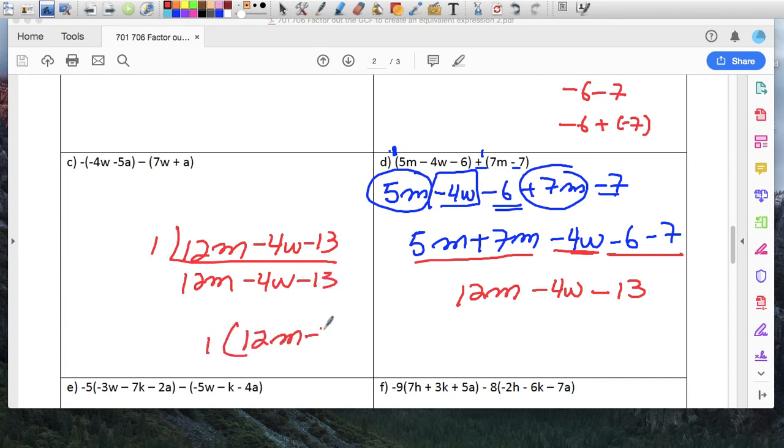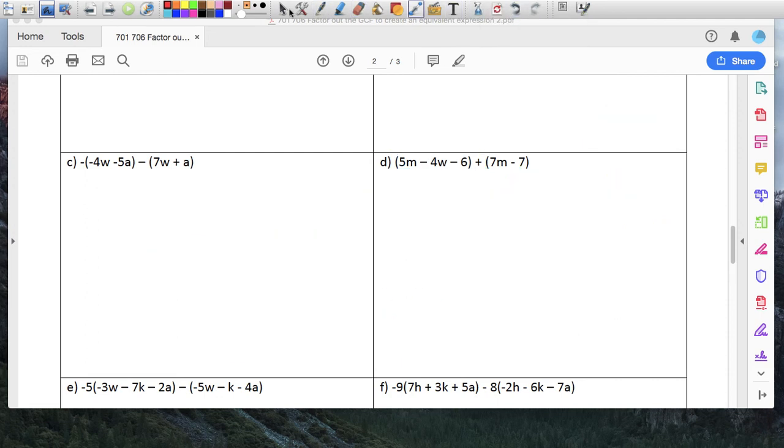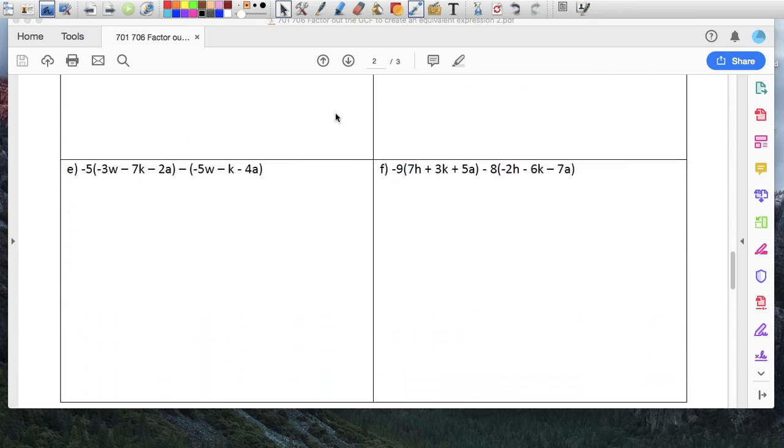You don't need the 1 in front, but I'm just showing that that's the only common factor. 1 times 12m is 12m. 1 times negative 4w is negative 4w, and 1 times negative 13 is negative 13.